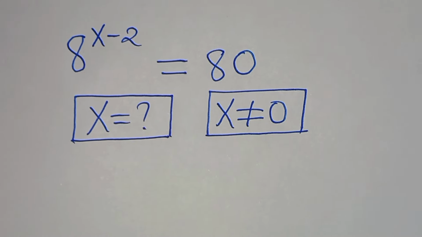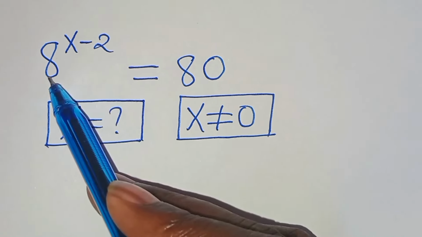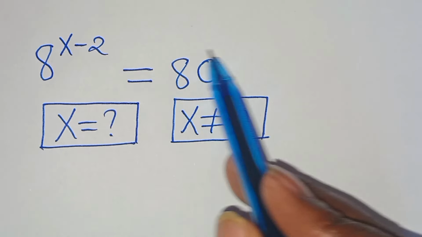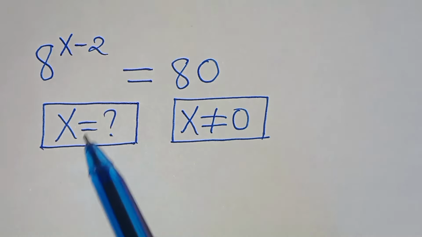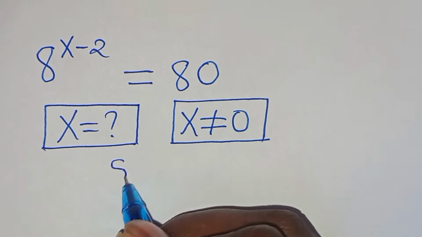Hello everyone, you're welcome to solve this nice exponential equation here, which is 8 to the power of x minus 2. This is equal to 80. So what is the value of x given that x is not equal to 0? So let's present a solution from here.